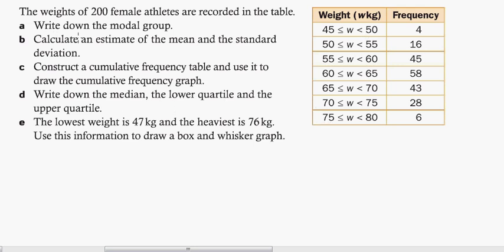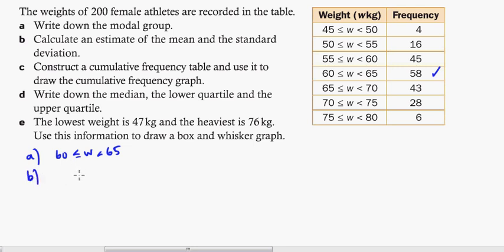Okay, so write down the modal group. Well, let's look at this. What's the modal group? Well, it's the one that has the most. Mode, the most, right? Modal. So it's that one. You would just write the group. So it would be 60 ≤ W < 65. Not a big deal there. They always start off pretty easy on these.